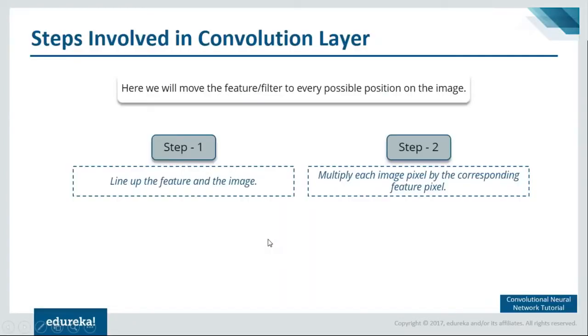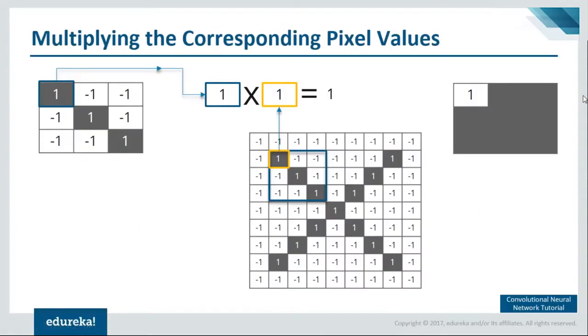The first layer is the convolution layer. So these are the beginning two steps of this particular layer. First, we need to line up the feature in the image and then multiply image pixel by the corresponding feature pixel. Now let me explain you with an example. So this is our first diagonal feature that we'll take. We are going to put this particular feature on our image of x, all right, and we are going to multiply the corresponding pixel value.